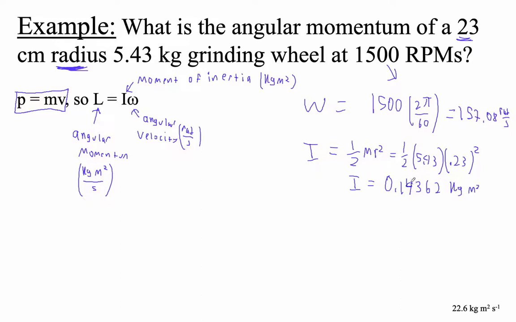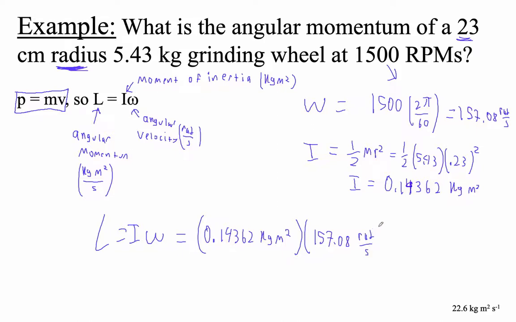All right, and now we're ready. Are you ready for the big moment? L is equal to I omega. Okay, basically we've done all the work by the time we get to using the formula. 0.14362, and that's kilogram meters squared, right? And then our omega is 157.08 radians per second.